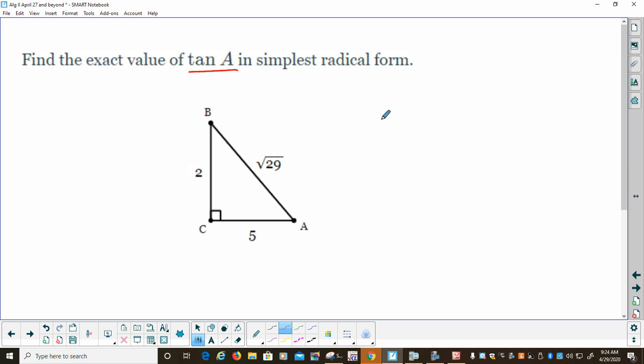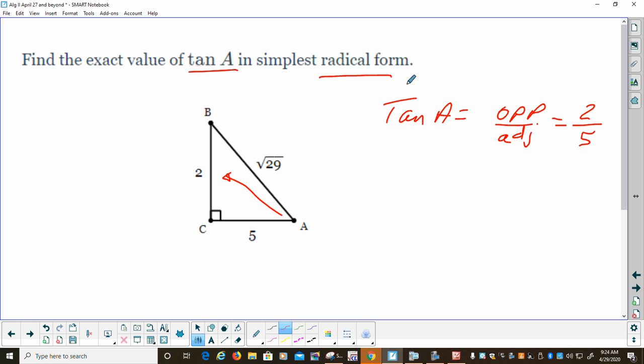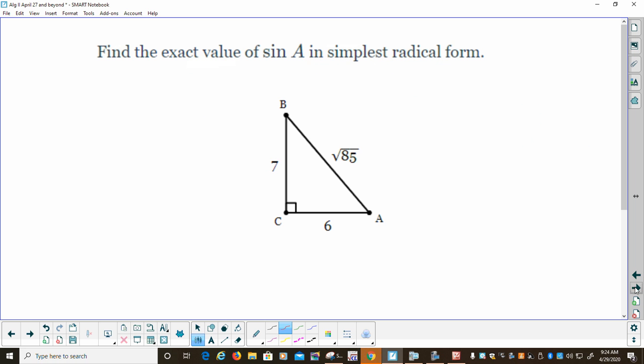Find the tangent of A. So the tangent of A is going to be your opposite side over your adjacent side. Oops. So from A's point of view, that's your opposite side, and your adjacent side is going to be the 5. Done. Again, it doesn't have a radical. Okay, most of them do. So we're going to practice more of the radicals here.